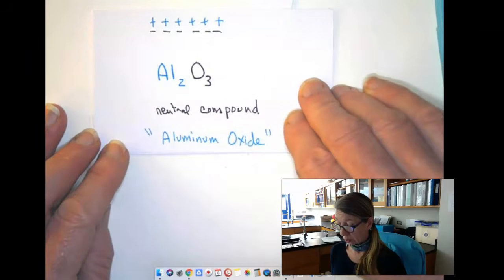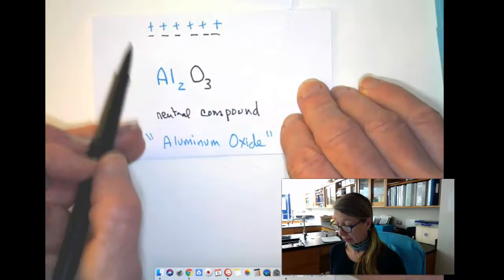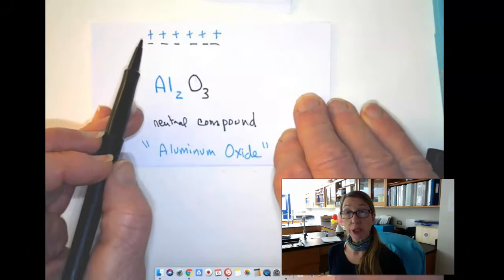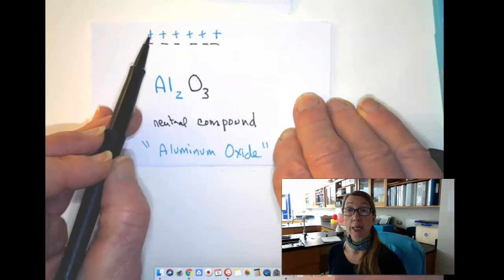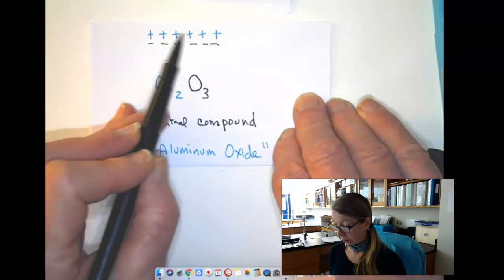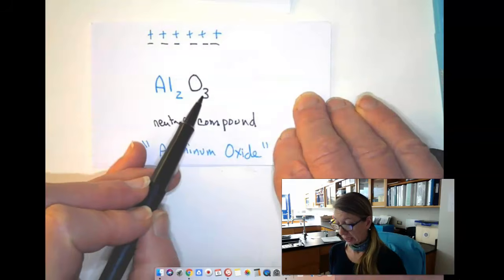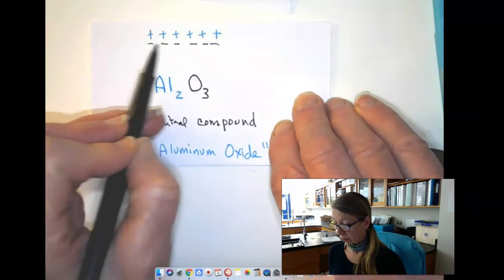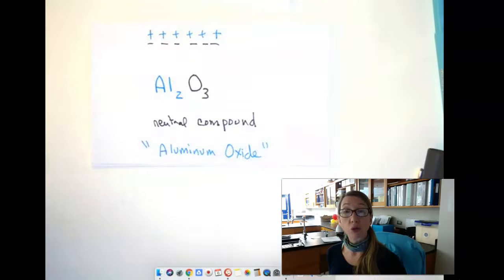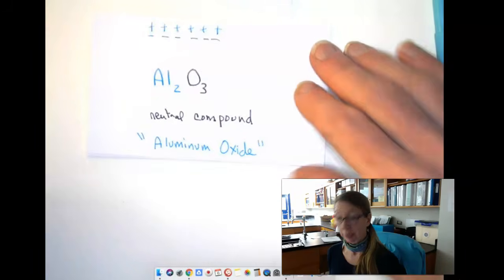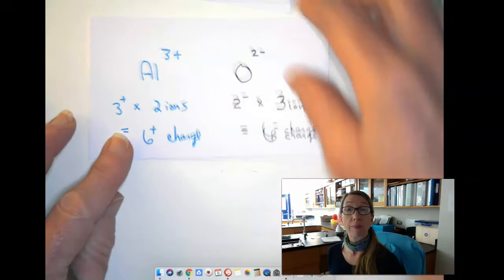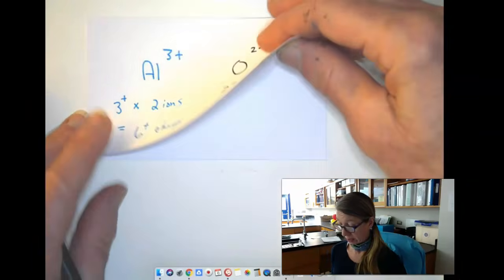Al2O3. It is a neutral compound. The aluminum, each of them had a +3 charge, and I had 2 of them, so that's 1, 2, 3, 4, 5, 6. Each oxygen has a -2 charge, and there's 3 of them, 1, 2, 3, 4, 5, 6. So it's a neutral compound of aluminum oxide. And we can count those up if we would like to.